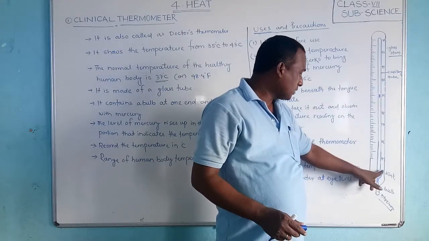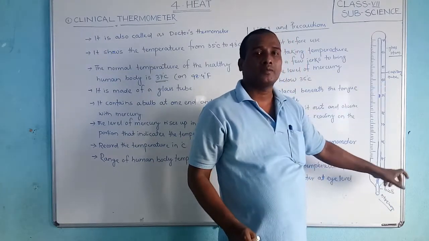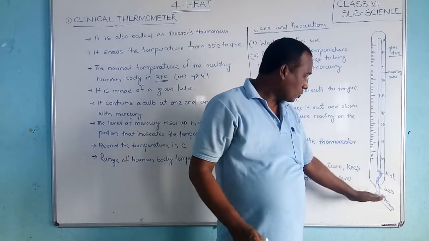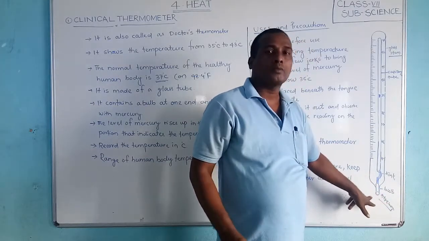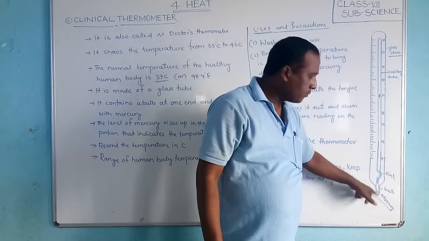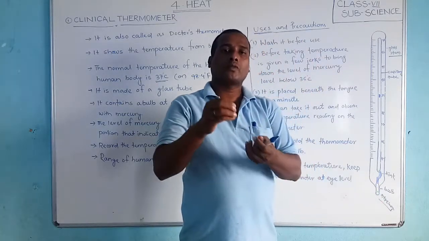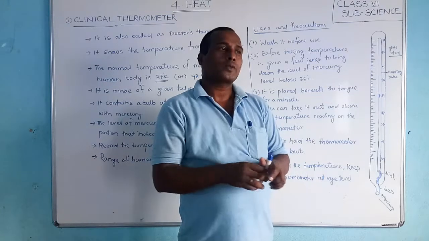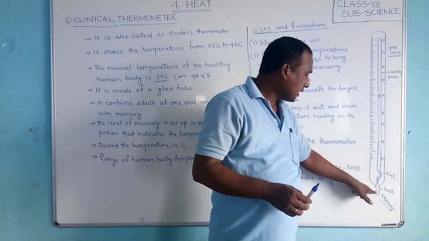But whenever it crosses this point, this is called the kink. What should you say? Kink. It does not let the mercury come back down suddenly. And the next part is the bulb. The bulb stores the mercury. Whenever we don't want to use it, the mercury level will come and stay here.